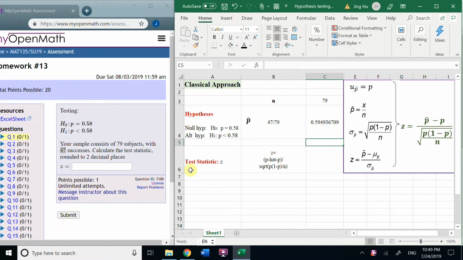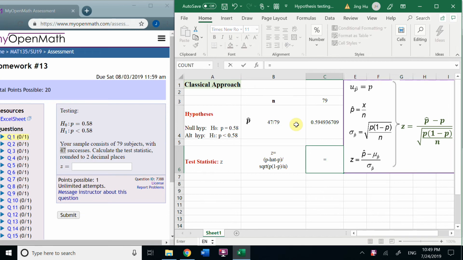And for the test statistic Z, based on the formula we gave here, this is the formula. You could also go step by step: first get P hat, then get a standard deviation, then get Z as P hat minus the mean divided by the standard deviation. Here we just directly use this formula. So Z is P hat minus P over the square root of P times 1 minus P divided by N.